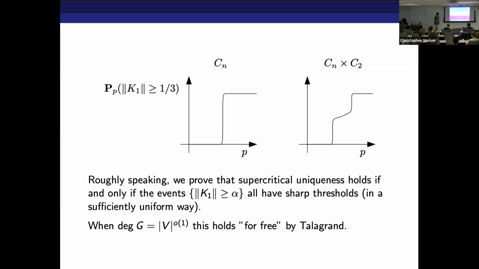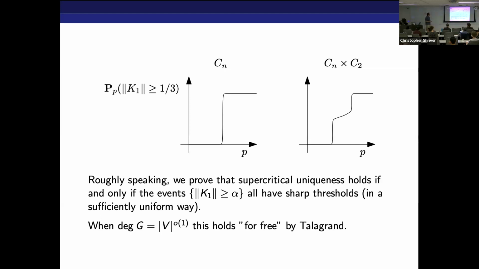In particular, this sharp threshold thing happens for free when the degrees are smaller than any power, just by Talagrand. So in the bounded degree case or the hypercube case, you don't have to do this second part of the proof. You just need to prove that if you have sharp thresholds for all these events, then you have uniqueness, which again is not an easy thing, but it's only half the paper.